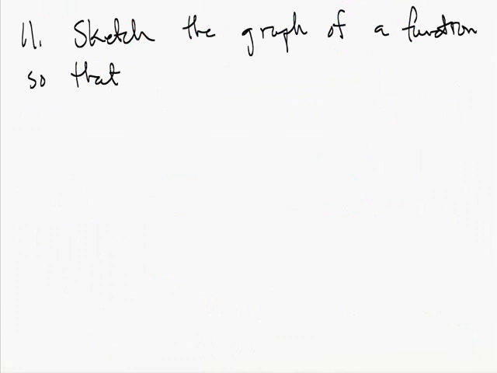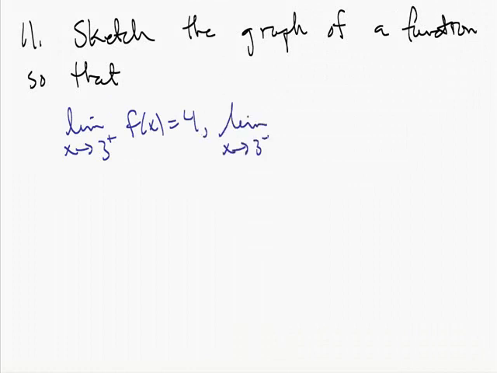We're asked to sketch the graph of an example of a function f that satisfies all the conditions. Now, the conditions to be met in number 11 are that the limit as x approaches 3 from the right of f of x comes out to be 4. We also want the limit as x approaches 3 from the left of f of x to be equal to 2.